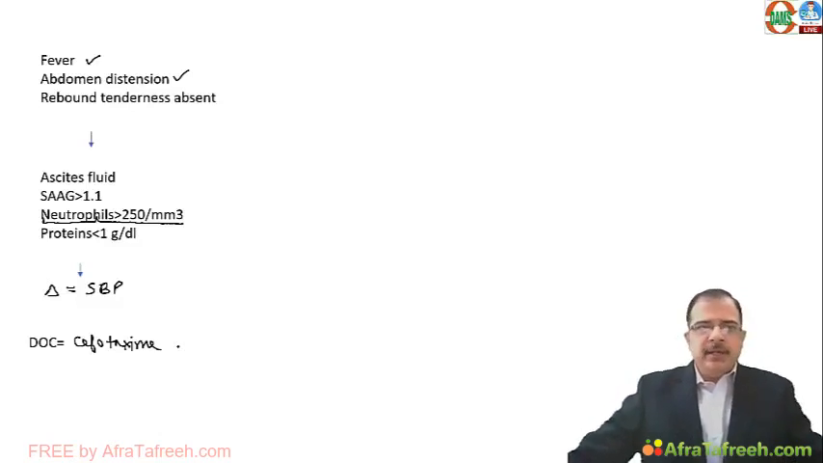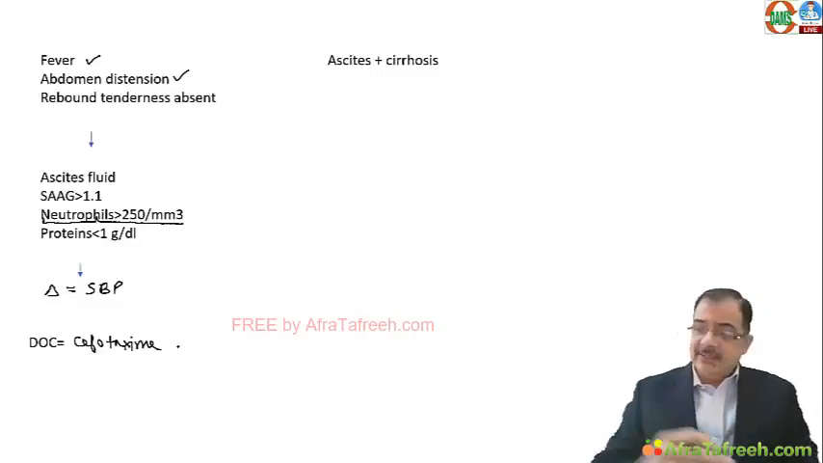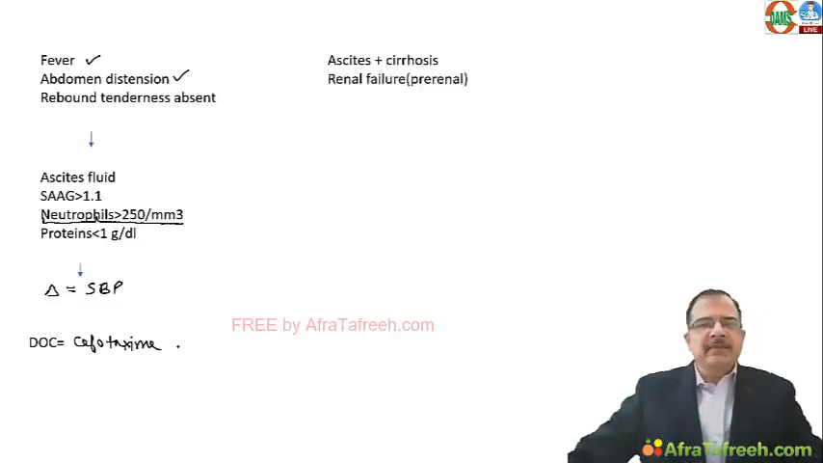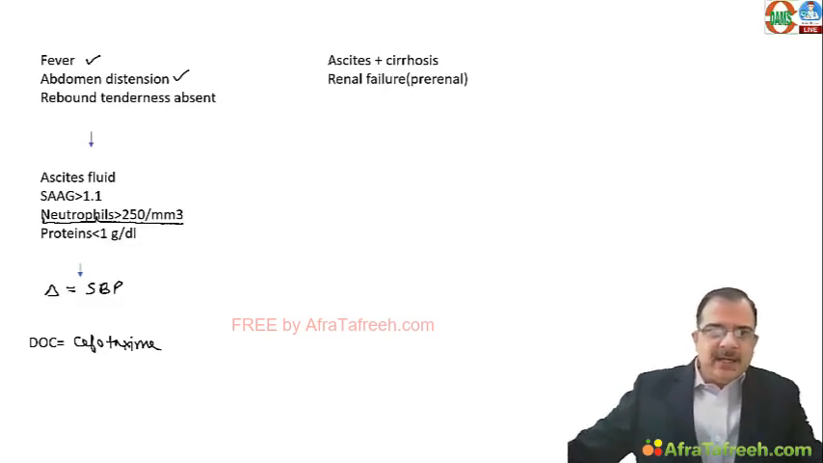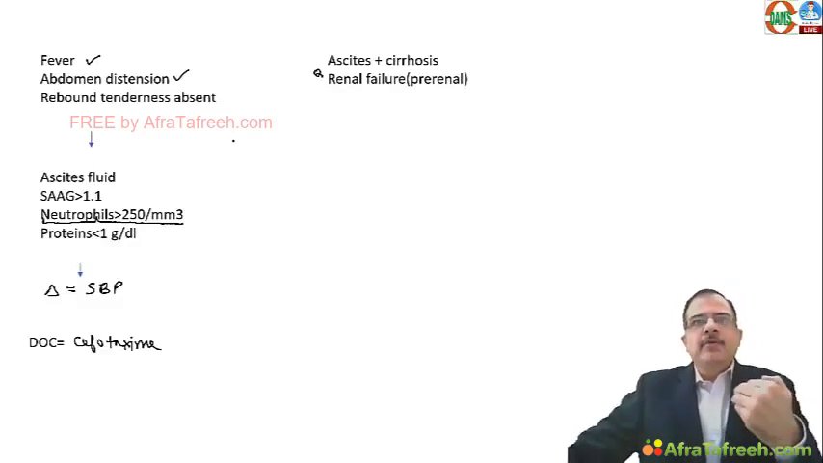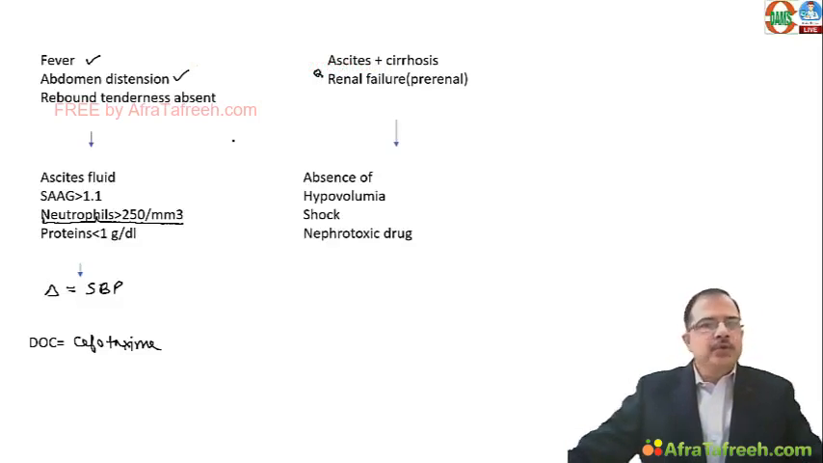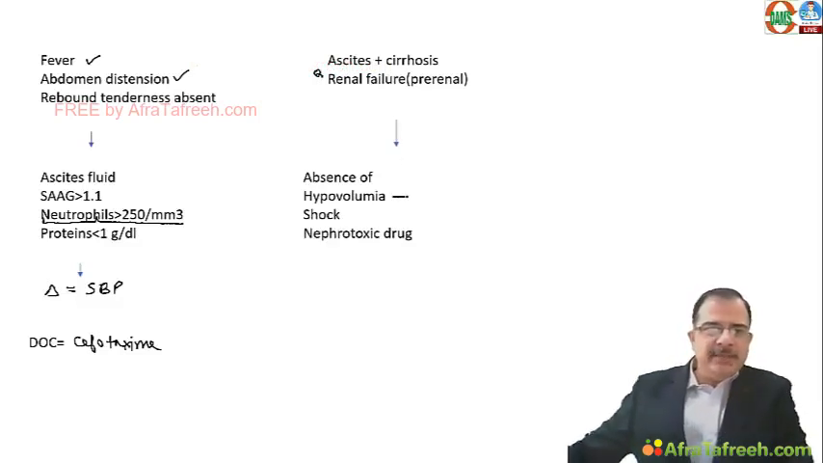Now, come to the next complication. Ascites is given along with the cirrhosis, and renal failure is given, pre-renal. Indeed, this was a question which came in the recently concluded exam. Patient of ascites, alcoholic liver disease, renal failure was there. So what will you do in the treatment? That was the type of the question. So let's see what the diagnosis is here. Hypovolemia, shock, and use of nephrotoxic drugs were absent, and still the patient has renal failure.